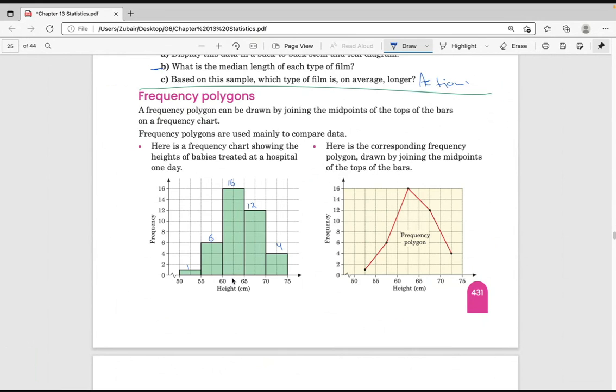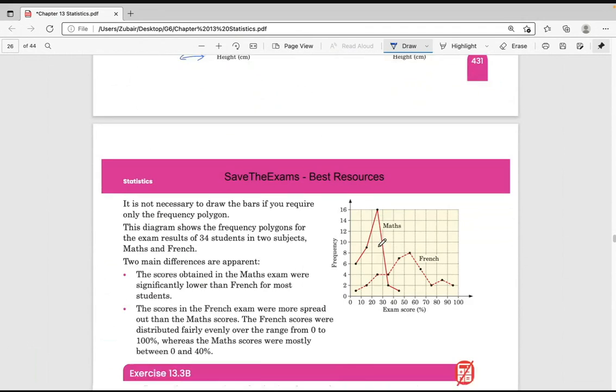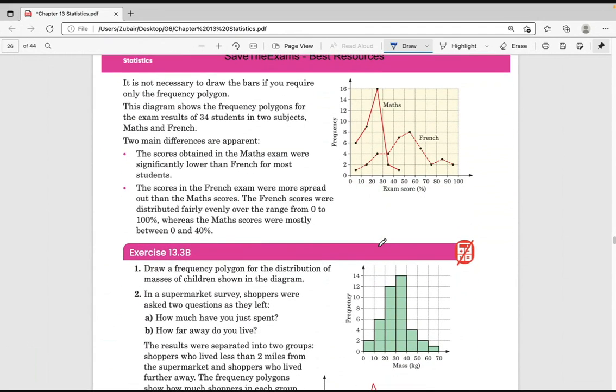Now the only difference is whatever class width we have, we will put a dot in the center of this bar. Then we will join all these with a straight line, using pencil and ruler. So this is a frequency polygon. It is not necessary to draw the bars if you require only the frequency polygon.